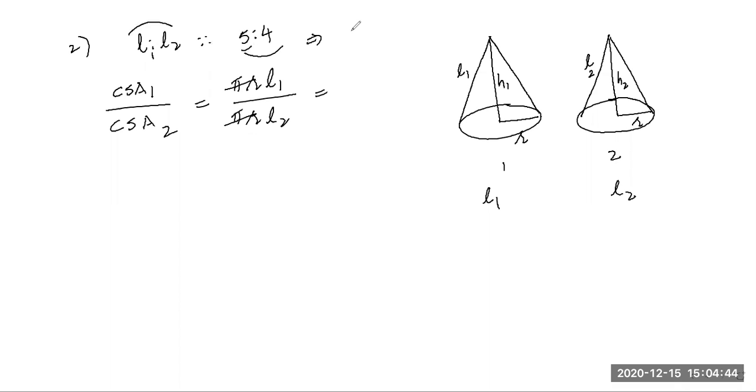The ratio can also be written as L1 divided by L2 is equal to 5 divided by 4. All right, that's great. So L1 by L2 is 5 by 4. So their curved surface areas will also be in the same ratio as the ratio of their slant heights. All right, let's go for the third sum.